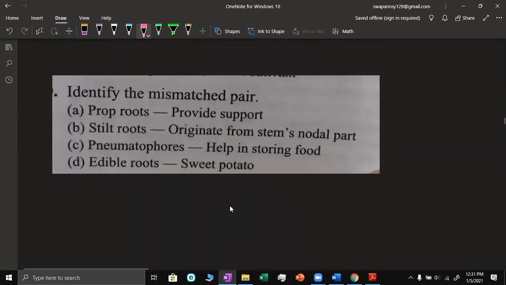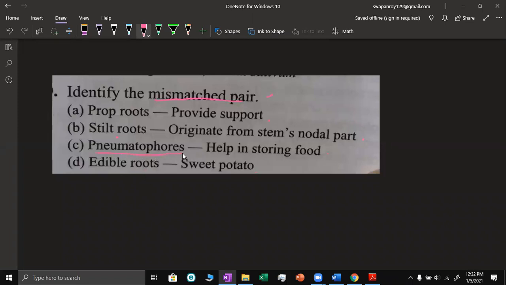Next question. Let's come. Again, identify the mismatch pair. Prop root provides support. Stilt root originates from the stem's nodal part. Pneumatophores help in storing food. Edible root is sweet potato. You have to identify the mismatch pair.